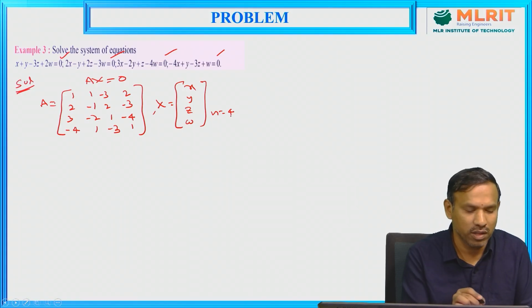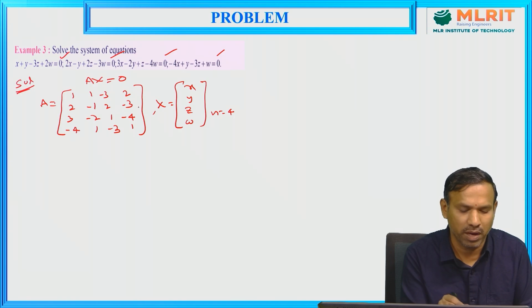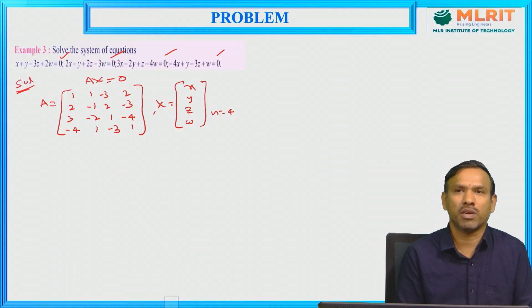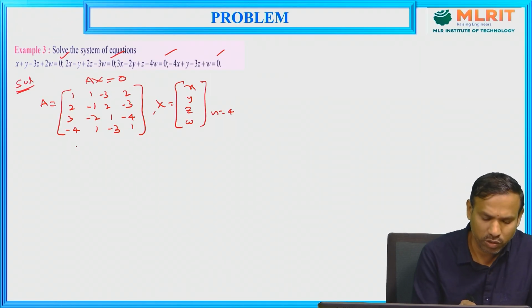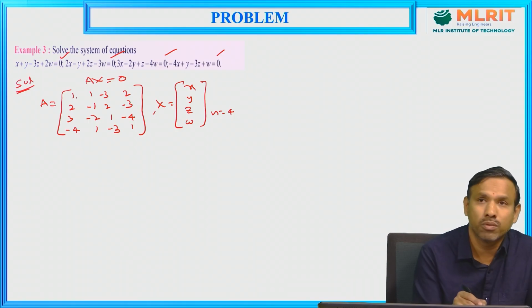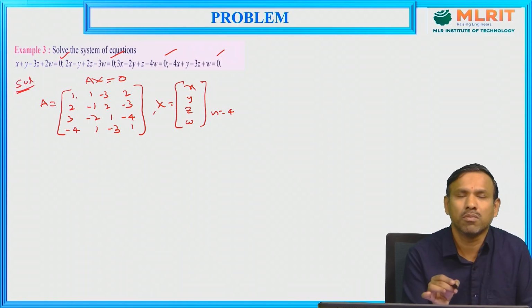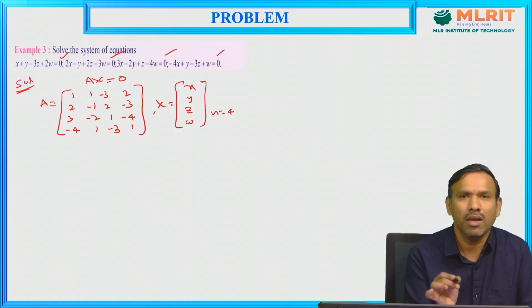Once again look at the equations: 1, 1, minus 3, 2. Second equation 2, minus 1, 2, minus 3. Third equation 3, minus 2, 1, minus 4. Fourth equation minus 4, 1, minus 3, 1. This is our coefficient matrix. So what will we do? Reduce to echelon form. How do we answer the homogeneous system? Using the rank method, and we need to find the rank of the coefficient matrix A using echelon form.